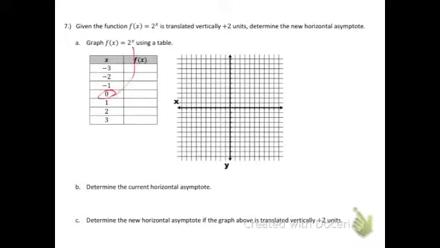If you put 0 in for x, anything to the 0 power is 1. If you put 1 in for x, you've got 2 to the first power, which is 2. Now you do 2 to the second power, which is 4. That's 2 times 2. 2 to the third power is 2 times 2 times 2, which is 8.